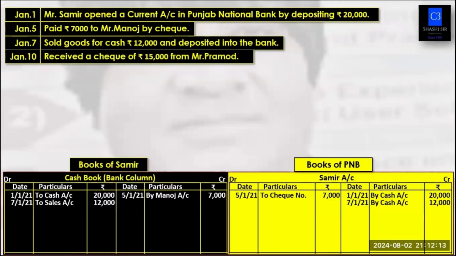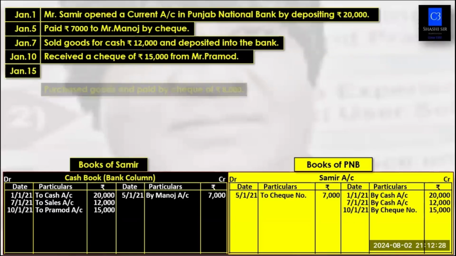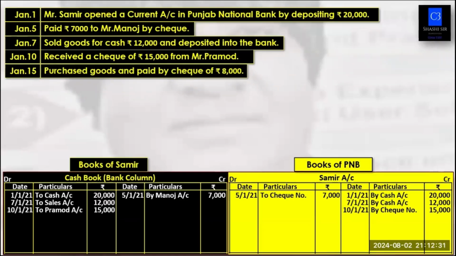Next, on Jan 10, received a check of rupees 15,000 from Mr. Pramod. So it will be recorded on the debit side of cash book, and bank will record it on the credit side. Next one, purchased goods and paid by check. So paid by check means bank will pay the money to that person to whom we have given a check. So bank is the giver for Samir. It will be recorded on the credit side of cash book, and bank will debit Samir's account by rupees 8,000.